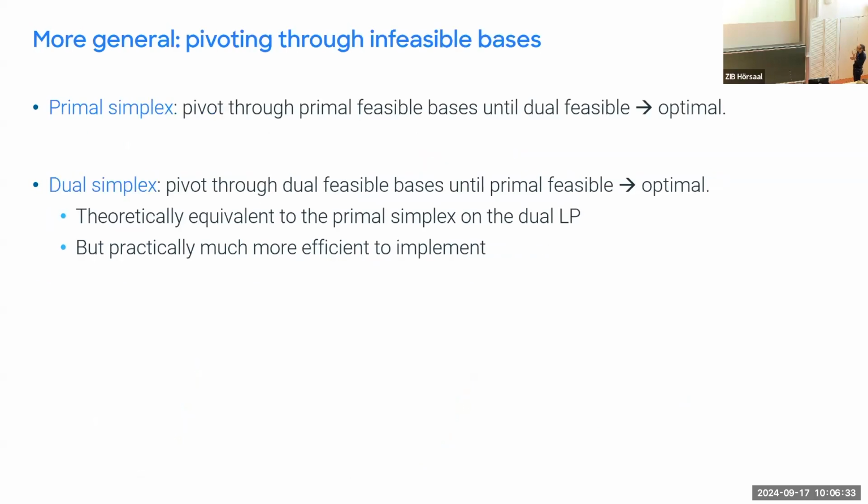And yeah, so now I already told you the simplex actually works with basic solutions, and the primal simplex goes through primal feasible bases to reach an optimal one, which is a dual feasible basis. But of course, you can do exactly the other thing with the dual simplex. So you can start with a dual feasible basis and pivot through dual feasible bases until you are primal feasible. And then you're also optimal because you have an optimal primal-dual solution pair. And theoretically, this is actually nothing else but applying the primal simplex on the dual, but practically it's much more efficient to implement.